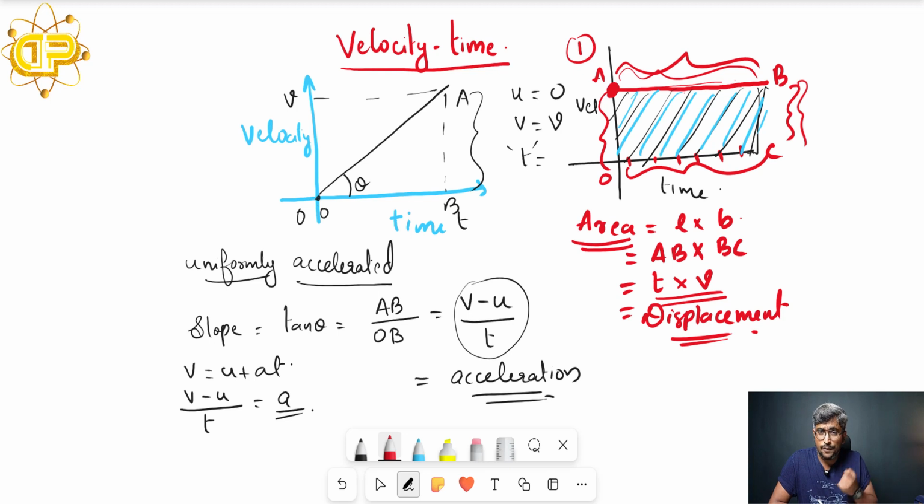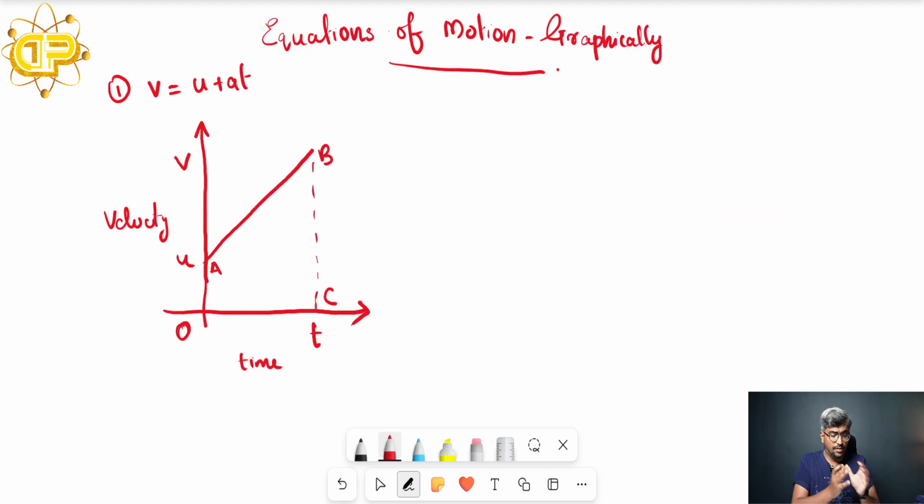Now, I hope that you got the physics or idea behind the graphs. Now, with all this information in hand, we are going to prove the equations of motion using the graphical method. So here comes the first equation, that is V is equal to U plus AT. You are given a velocity time graph. Here you can see that this is the origin, this is the initial velocity, this one is the final velocity, and this is the time interval t. Now you are asked to prove that V is equal to U plus AT.